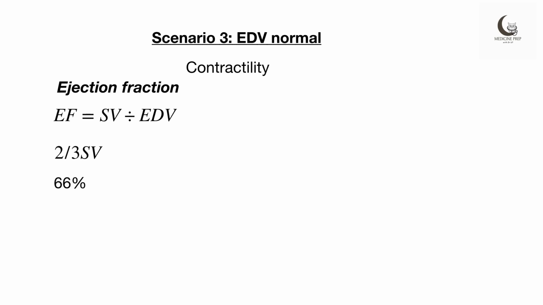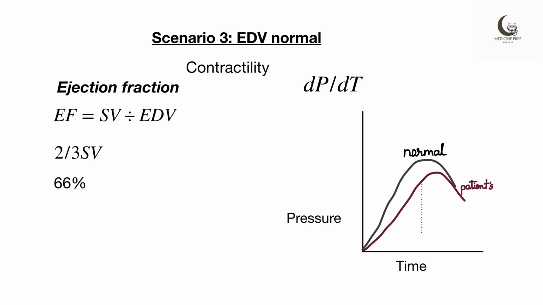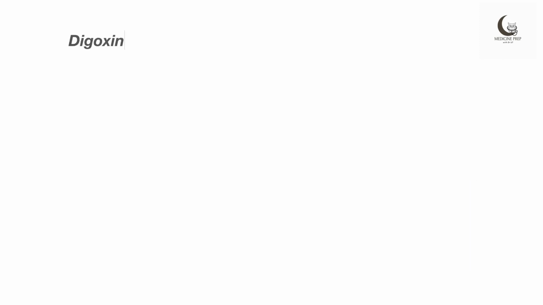And the other way for calculating contractility is by plotting the dP/dt graph, that is the pressure-time graph. Now this is a slightly invasive procedure and it involves snaking a catheter into the ventricle through the femoral artery. And you plot your pressure on the y-axis against time. And you calculate the slope of the curve and compare it with the normal curve. And out here we see that the patient's slope is lower than the normal slope. So in this case, we'll prescribe digoxin.